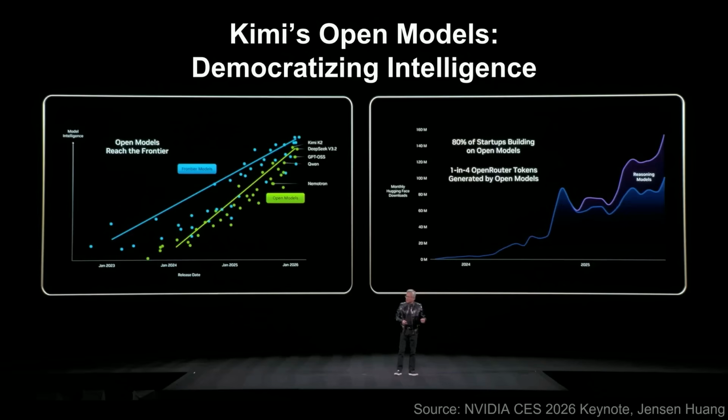And this is one of the slides that I took from Jensen's talk earlier this year at CES. So as you can see, open models are quickly closing the gap with proprietary models, and it's reaching the frontier. And we believe that with better and better open models, we're going to make intelligence more accessible to anybody in the world, in every corner of the world.